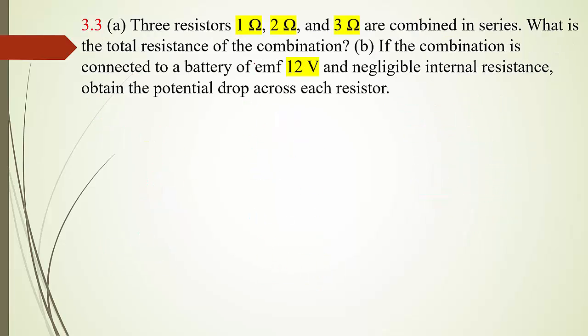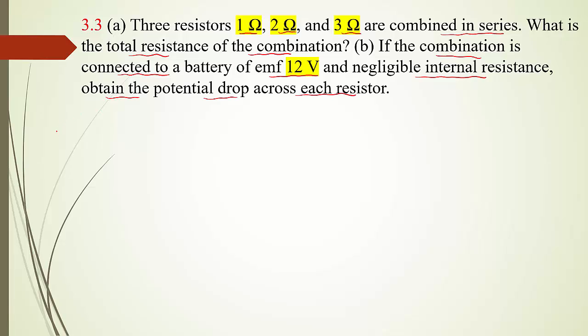Third problem. Three resistors of 1 ohm, 2 ohm and 3 ohm are combined in series. This is the series combination of the resistors. What is the total resistance of the combination? That is the first question. Second, if the combination is connected to a battery of EMF 12 volt and negligible internal resistance, obtain the potential drop across each resistor.